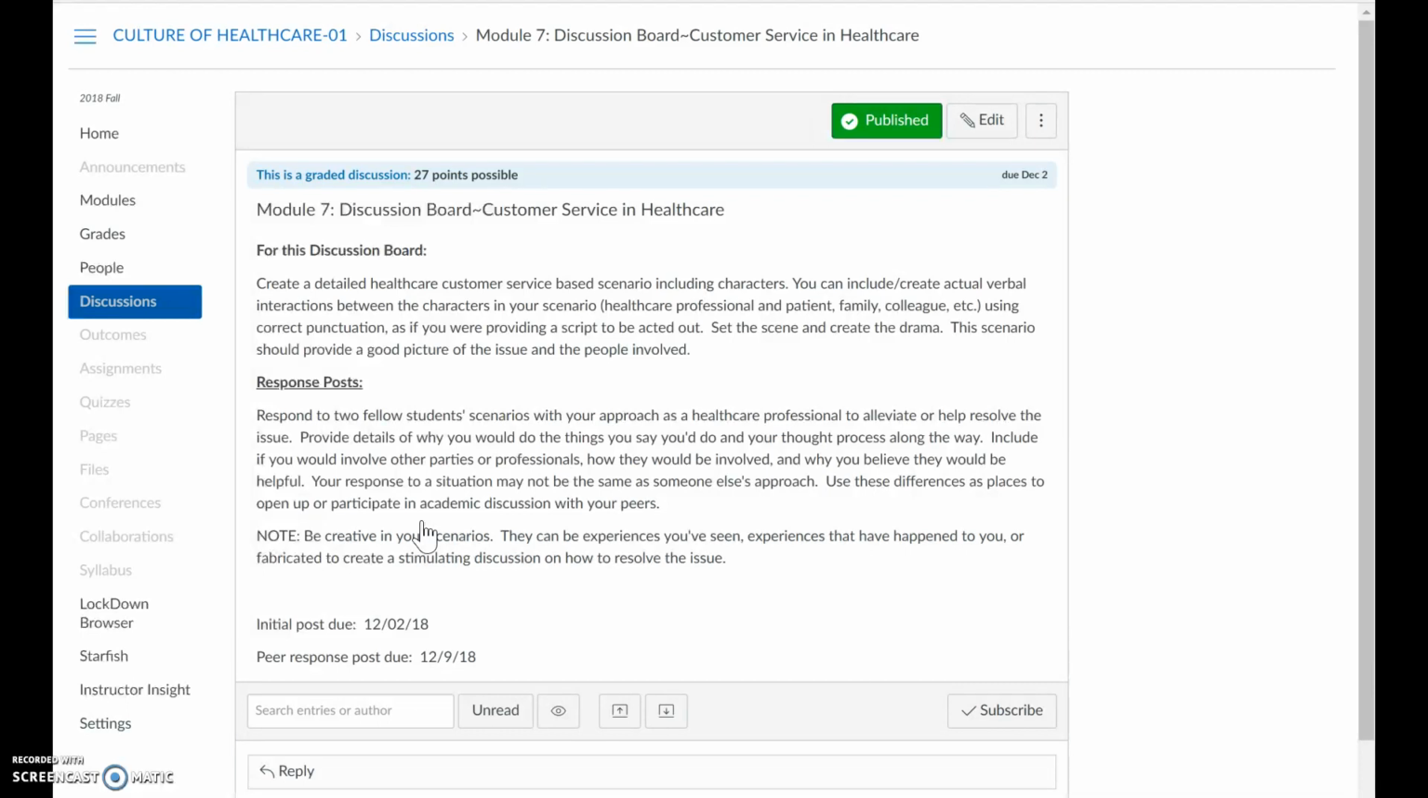Your response to a situation may not be the same as somebody else's. Use the differences as places to open up and participate in academic discussion with your peers. So you really should be creative with these different scenarios. Come up with something that you can actually think of, or maybe something that actually did happen, but remember from a confidentiality standpoint, make sure that you're not using the same types of people or things that can be found or determined that actually happened to somebody else.